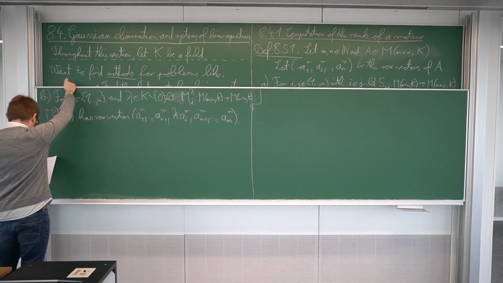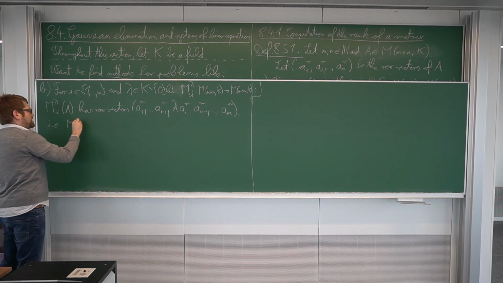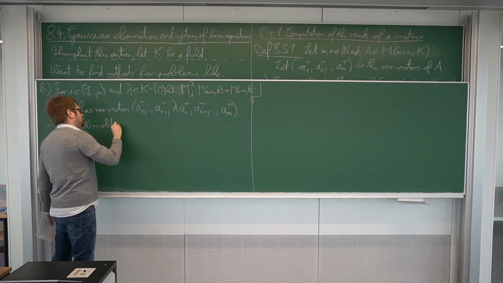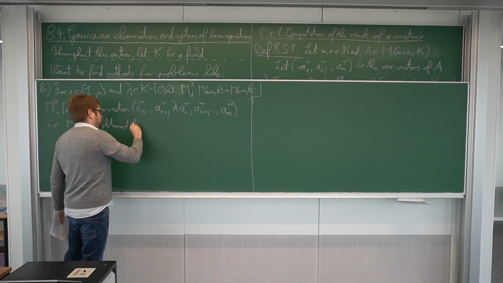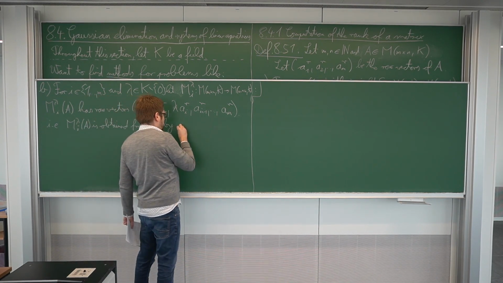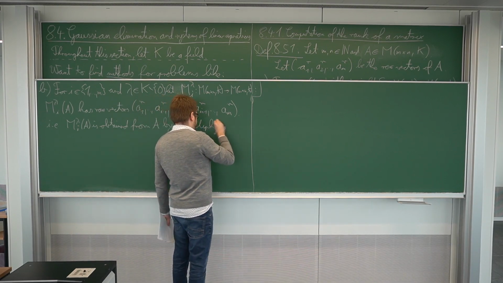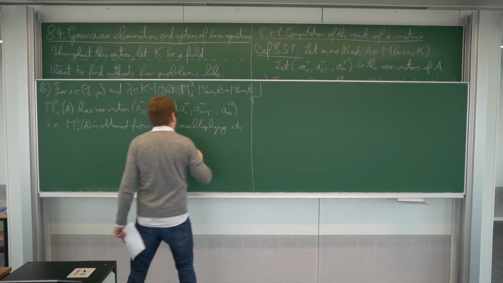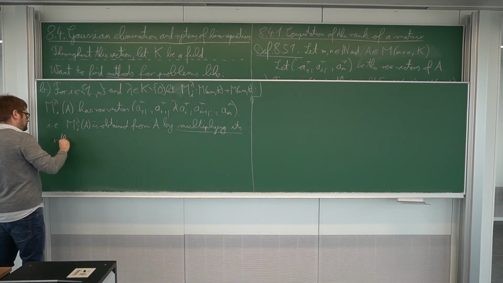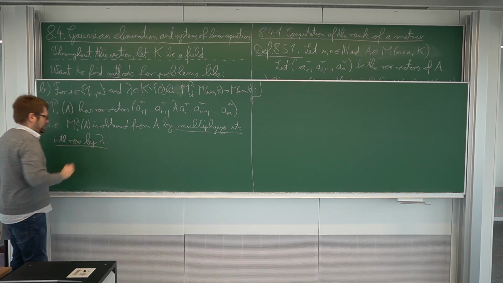So we say that M lambda i of A is obtained from A by multiplying its ith row by lambda. This is also elementary.